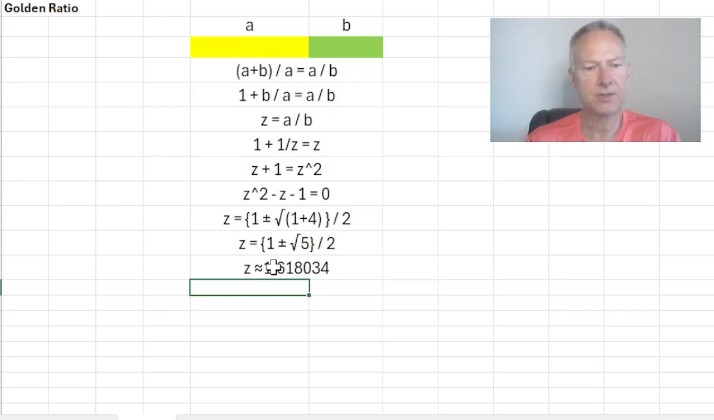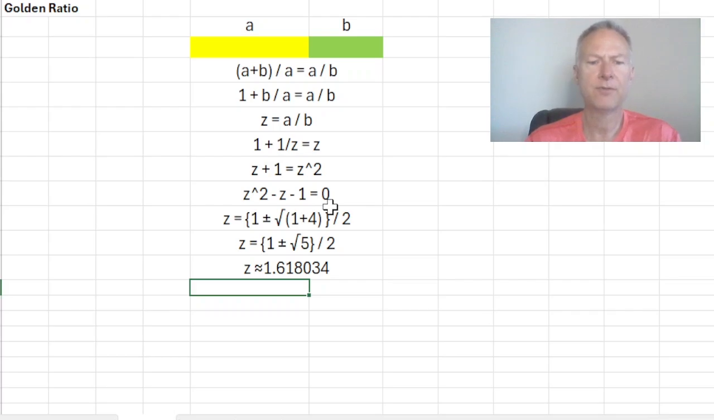And the rest of this is just algebra. So A plus B, the quantity, divided by A is just 1 plus B over A. So 1 plus B over A has to equal A over B. And then to simplify things, I'm going to just let Z be equal to A over B. So then on the left-hand side, I have 1 plus 1 over Z. And on the right-hand side, I just have Z. So now I have this expression here. If I multiply both sides by Z, I will then have Z plus 1 equals Z squared. Rearranging this thing, I get Z squared minus Z minus 1 equals 0.